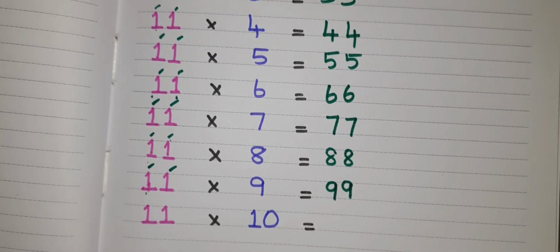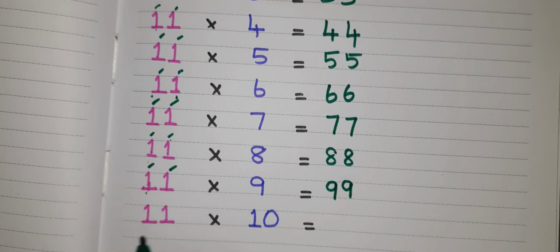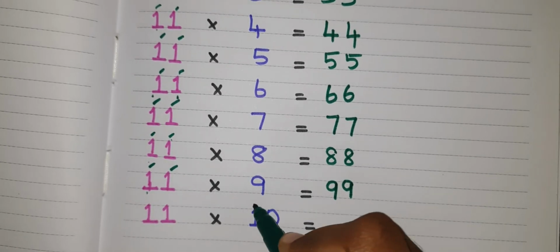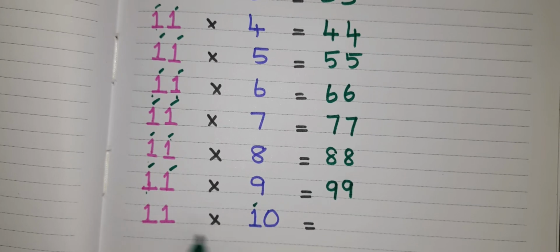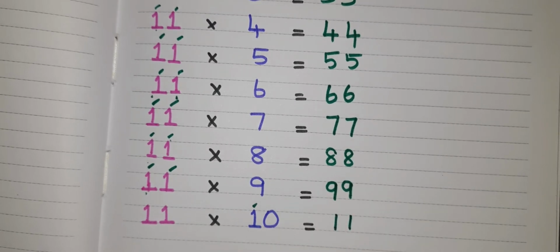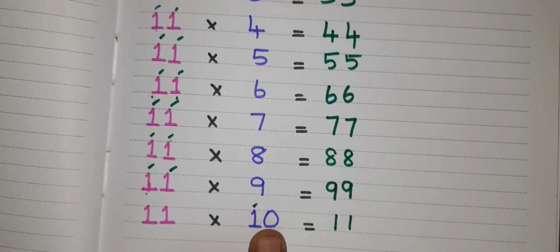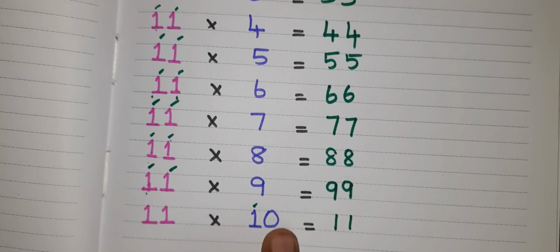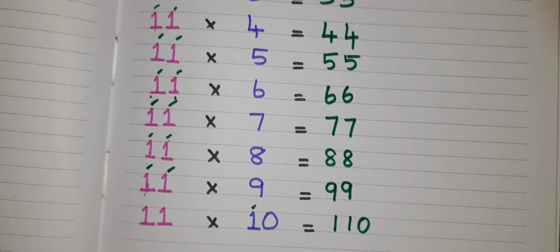11 into 10 equal to, listen here, we are having 2-digit number, right? So first take this 1 and multiply 11 into 1. 11 into 1 is 11. Next leave this 1 and what is the remaining number you are having? 0. 11 into 0. Any number if you are multiplying with 0 will be 0. So the answer is 110.